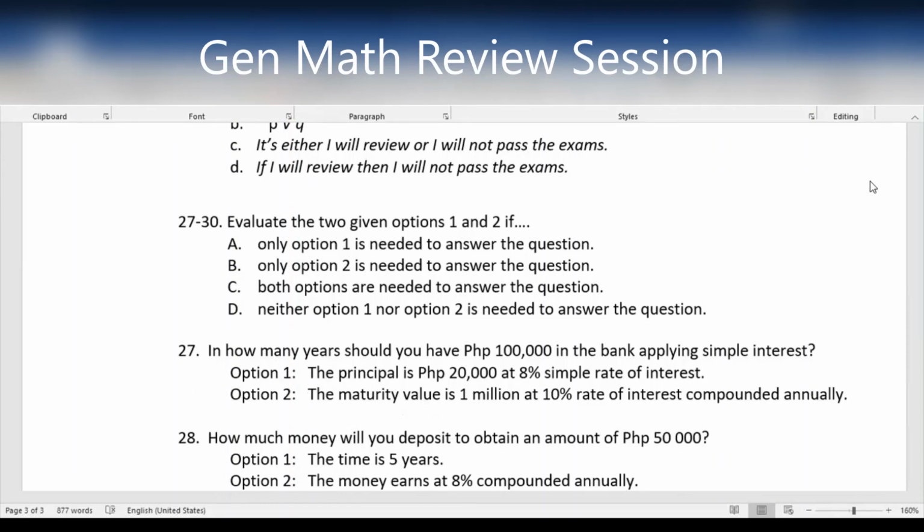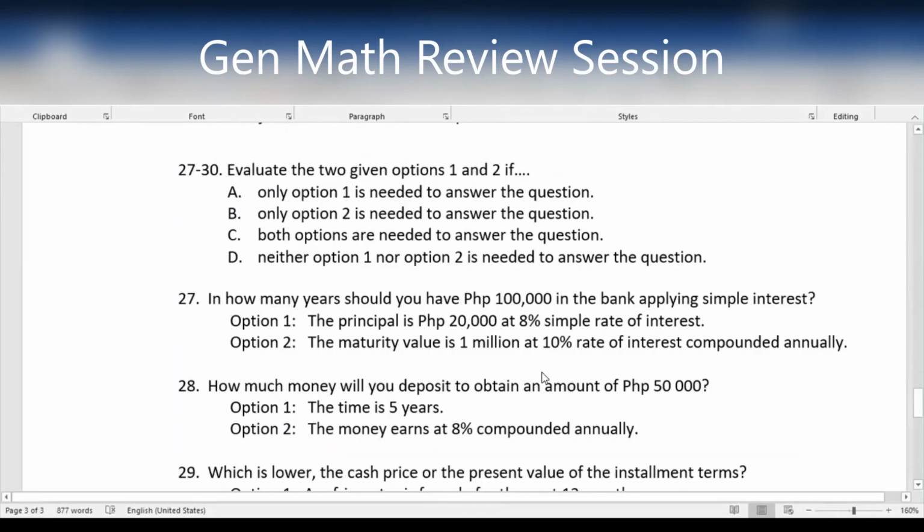Okay, let's say in number 27, sige, wag na lang magsagot dito. Mag-oral na lang tayo. In how many years should you have 100,000 pesos in the bank applying simple interest? So your basis is the question, walang mababago sa question. So which of the two options will solve the question? Or which of the two options are needed to solve the question? Is it 1 or 2?